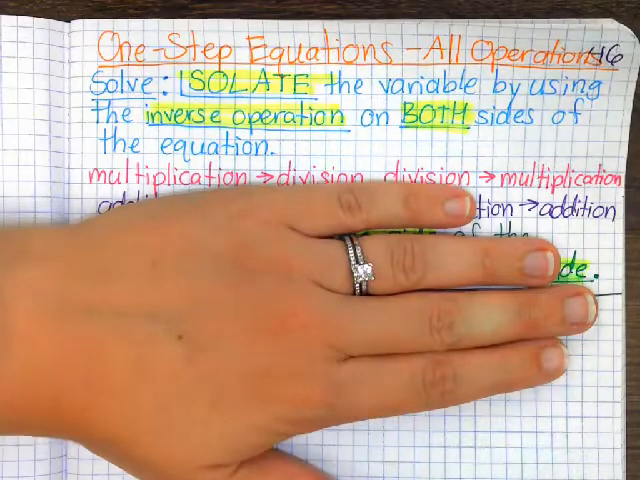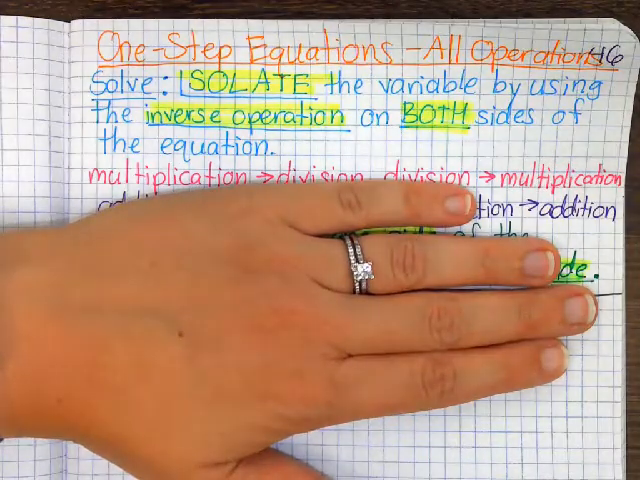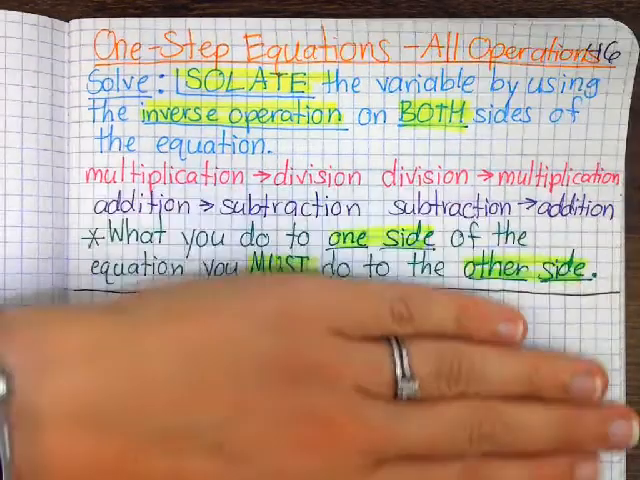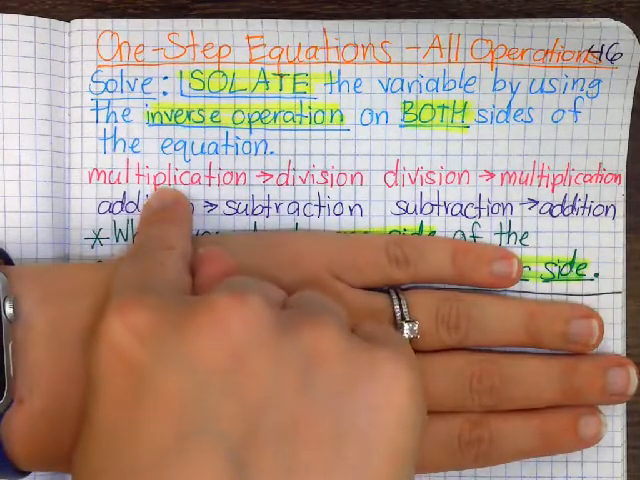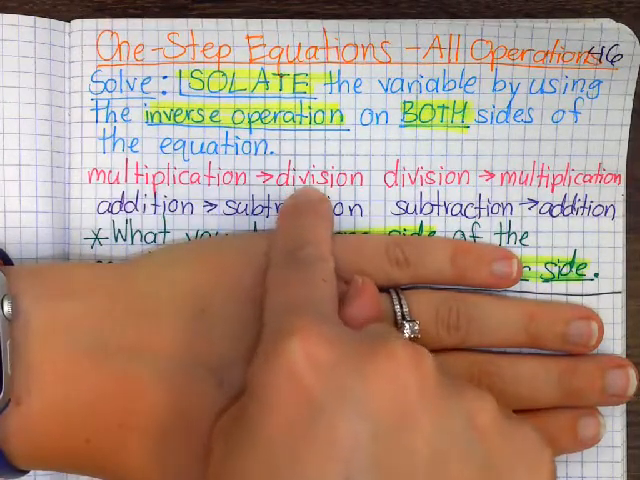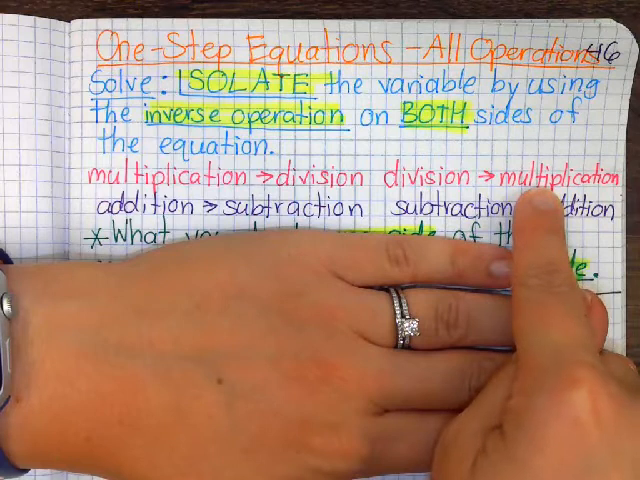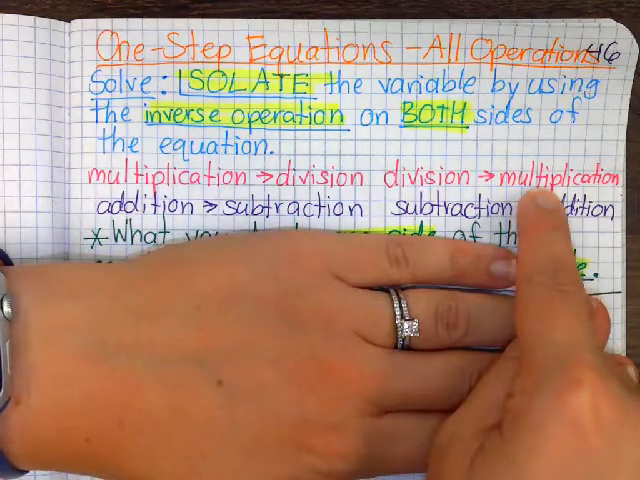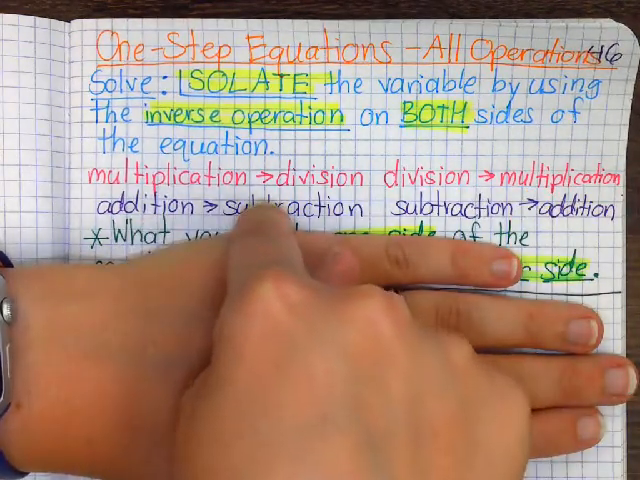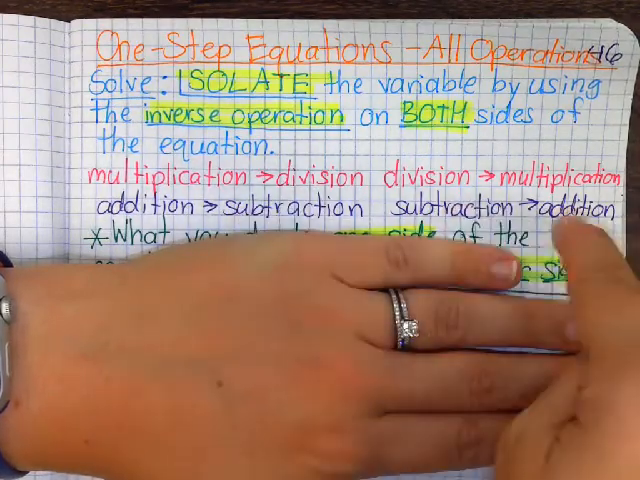I'm sure you're asking yourself, well, what is the inverse operation? It just means the opposite operation. The opposite for multiplication is division. The opposite of division is multiplication. Same for adding and subtracting. The opposite for addition is subtraction. The opposite for subtraction is addition.